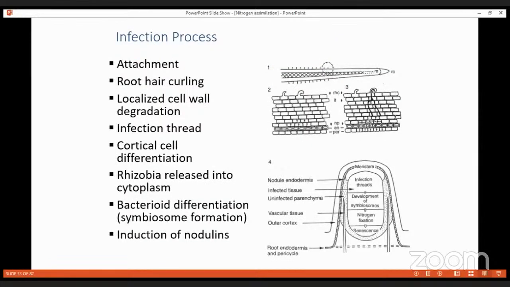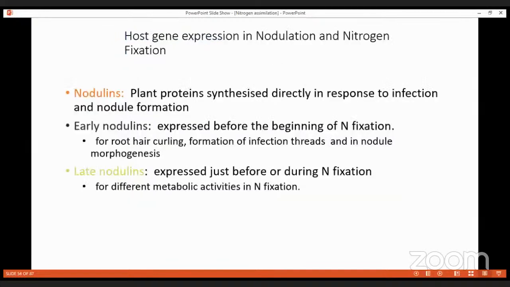This thing we have already discussed: how it is attaching, then after recognition root hair curling is happening, then localized cell wall degradation will help the bacteria to move forward, then the infection thread will form, the cortical cells will start to differentiate, then rhizobia are released into the cytoplasm, then the bacteroids differentiate, and by the induction of nodulins it will spread along with the root hair, forming the nodule. So there are different host gene expressions for nodulation and nitrogen fixation. These factors are called nodulins, plant proteins synthesized directly in response to infection by the nitrogen-fixing bacteria, for nodule formation.